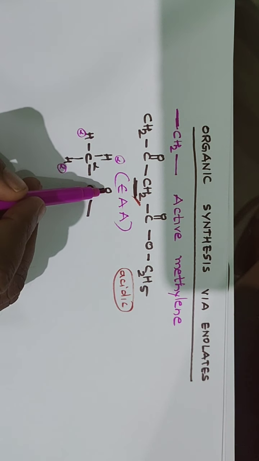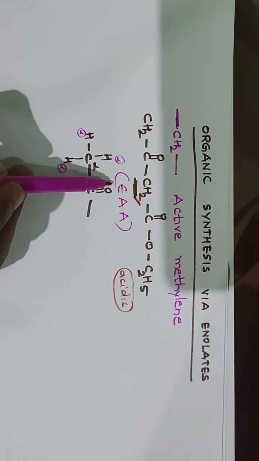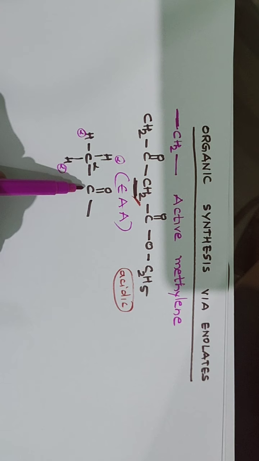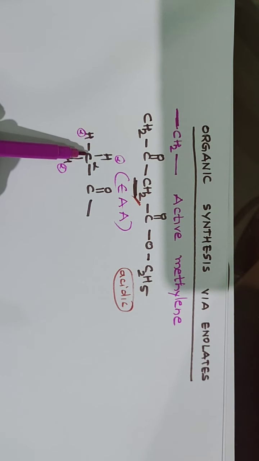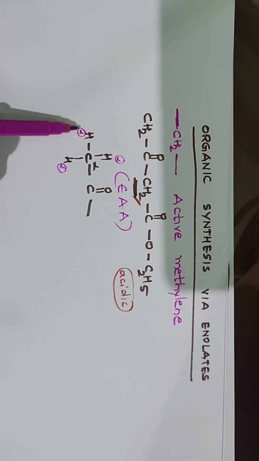See, oxygen is more electronegative than carbon, so oxygen will pull electrons towards itself. As a result, this carbon will acquire a positive charge, so this carbon will pull electrons from here. As a result, the electron density in the carbon hydrogen bond decreases. That means this hydrogen will be weakly held, so a base can easily remove this proton.